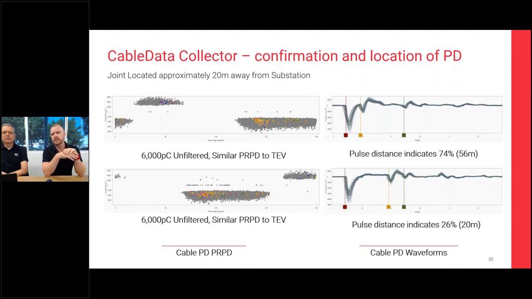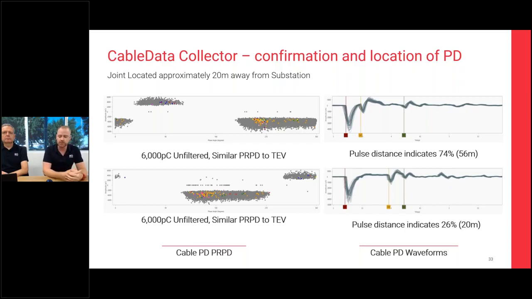So we can see that from substation A, we're getting a distance of around 74% of the cable's length. In this instance, the cable is 76 meters long. So 74% of the way, or 56 meters away from that substation, we're seeing PD signals. And then when we test from the other substation, we see a similar phase resolve pattern again. And we see 20 meters from that substation, back the other way, we're getting a good indication that there's PD signals emanating from something there.